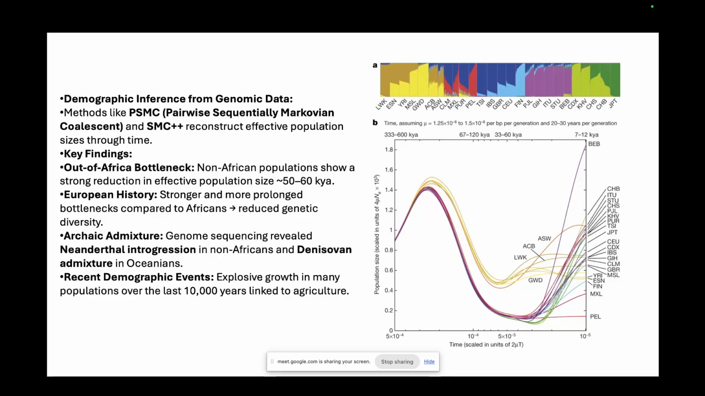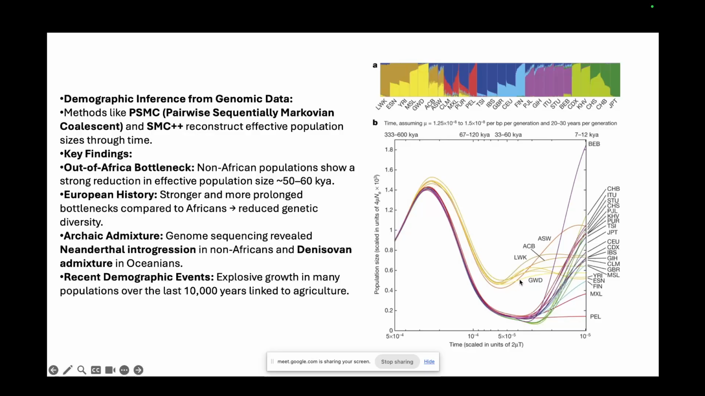But other than that, you can also reconstruct effective population sizes through time. You can model this using certain statistical techniques. One of them is basically PSMC, pairwise sequentially Markovian coalescence, and SMC++. SMC++ is a very well-known technique to do that. So this is, I think, from the 1000 Genomes publication as well. So they reconstructed the effective population sizes of different populations, and you see there are distinct differences between different ancestries.